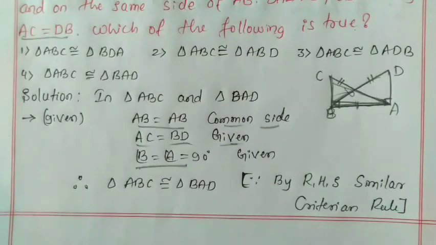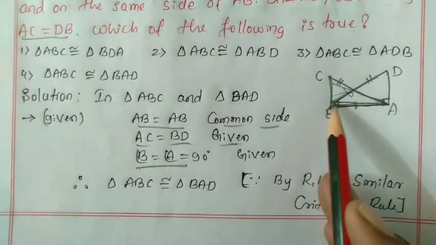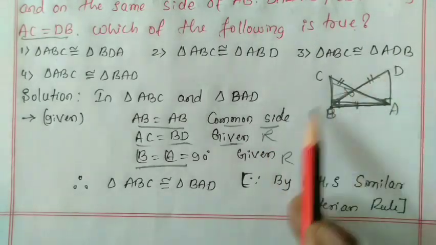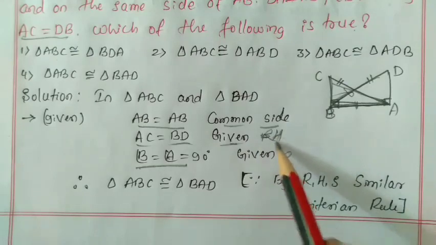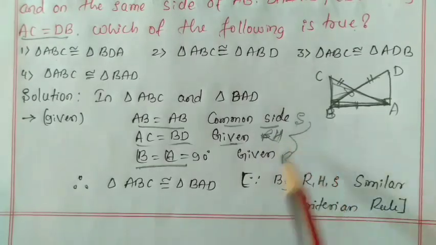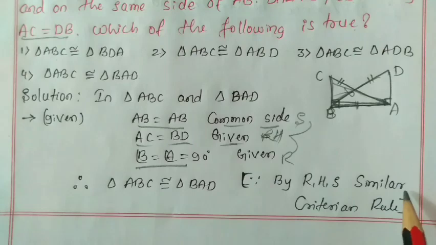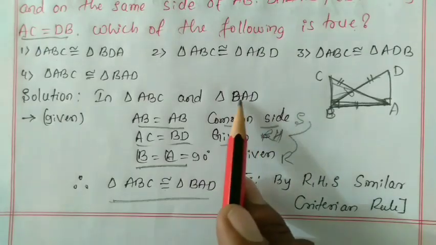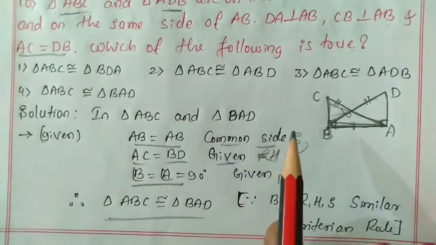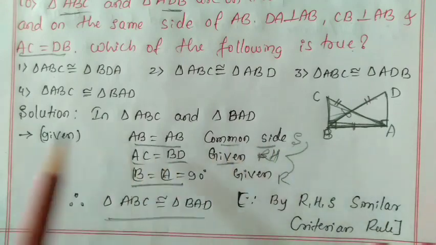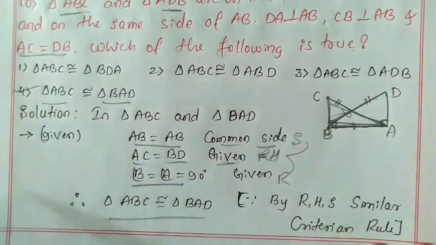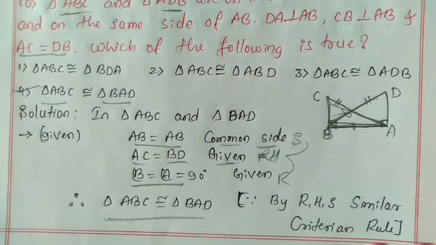Okay, therefore you can write by RHS: R means this is the right angle, H means this is the hypotenuse, and this is a side, RHS. So by the RHS congruence criterion you can write triangle ABC is congruent to triangle BAD. Okay, so which one is correct? Triangle ABC is congruent to triangle BAD, and the fourth option is correct, right?